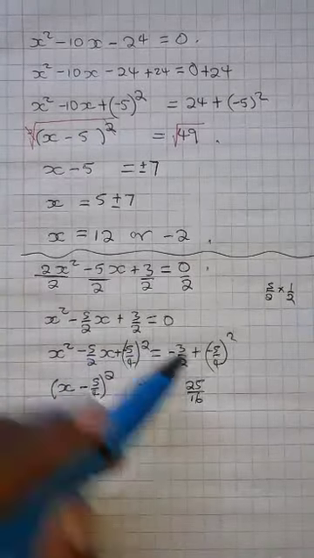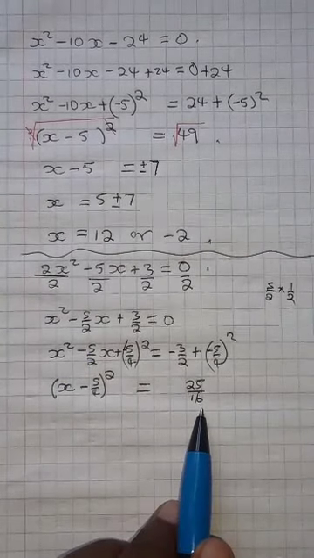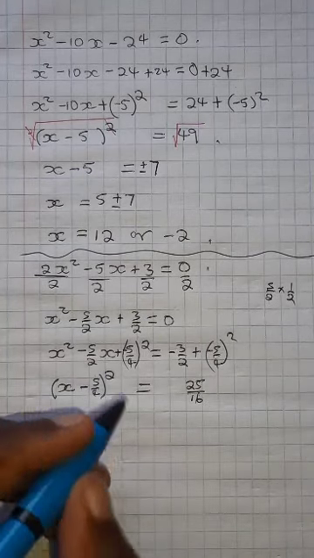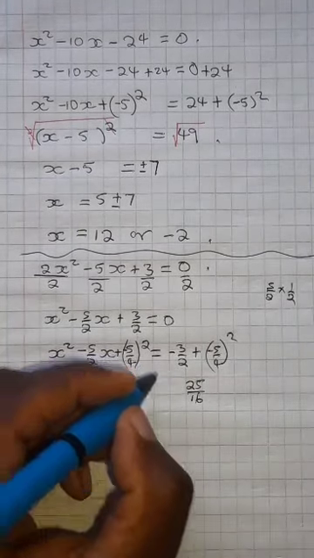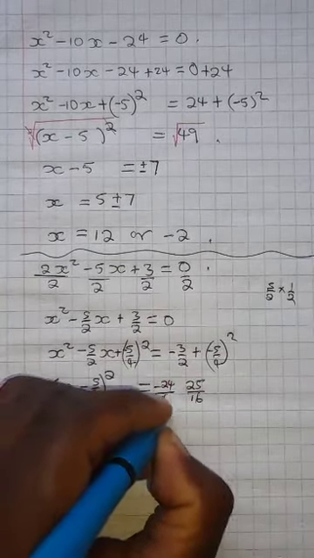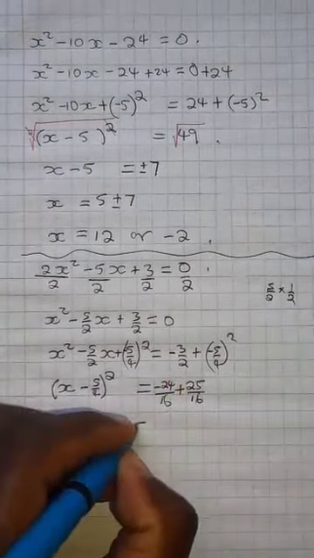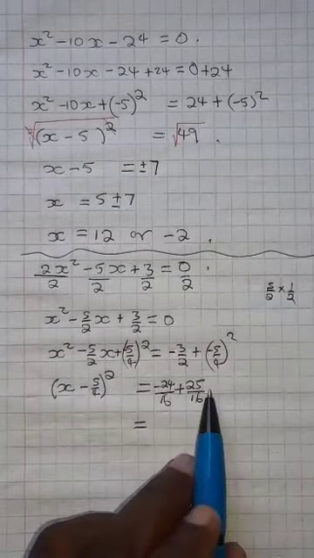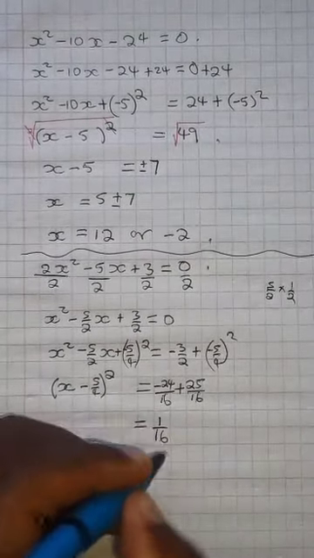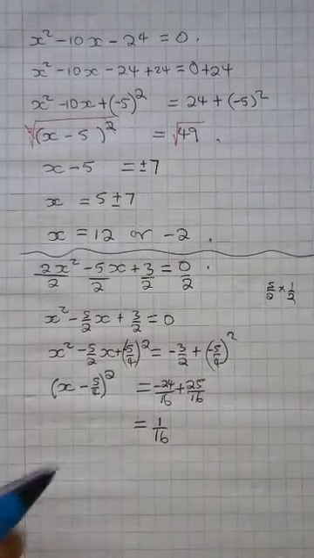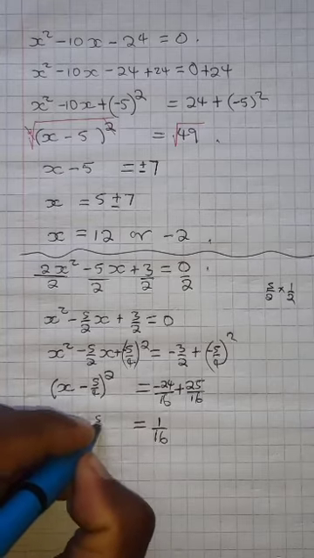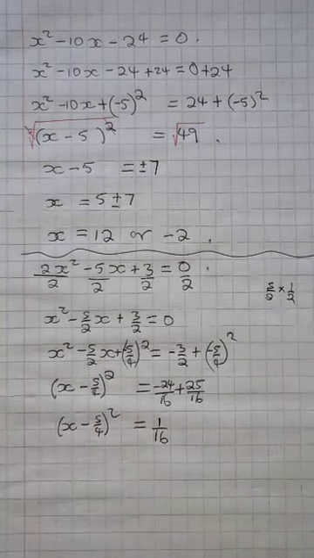For us to be able to add it to the other term, to get the 2 to 16, we multiply by 8 over 8. So 8 times negative 3 is negative 24 over 16 that we are adding. This is equal to negative 24 plus 25, which is 1 over 16. On the other side is x minus 5 over 4 squared.